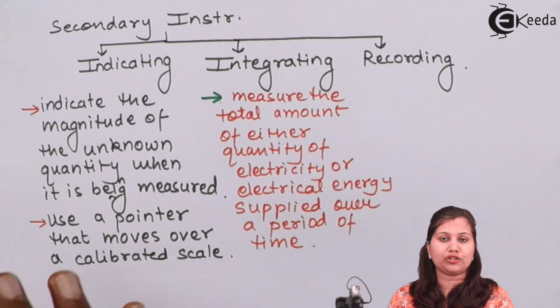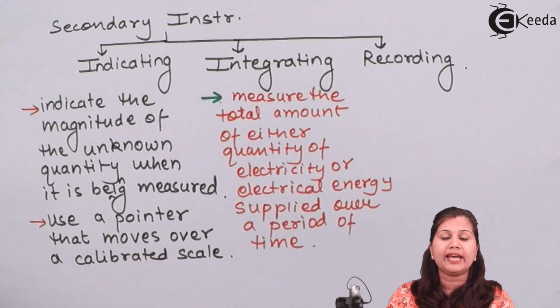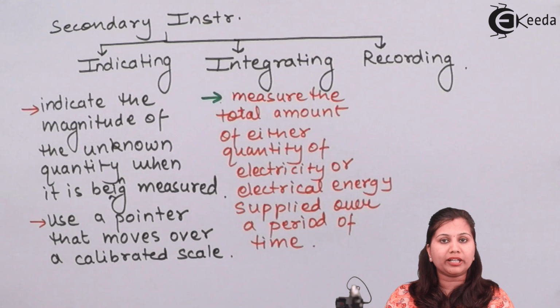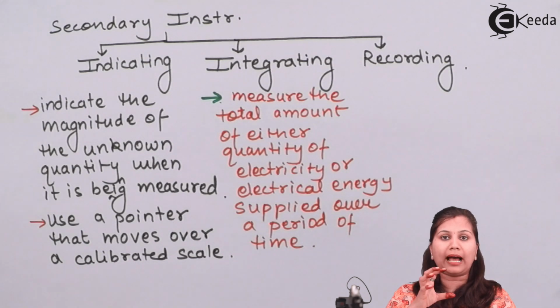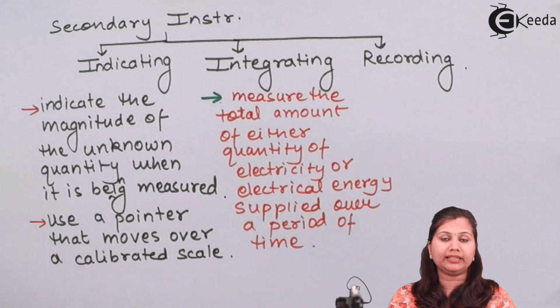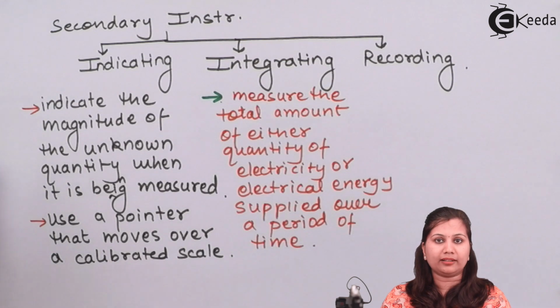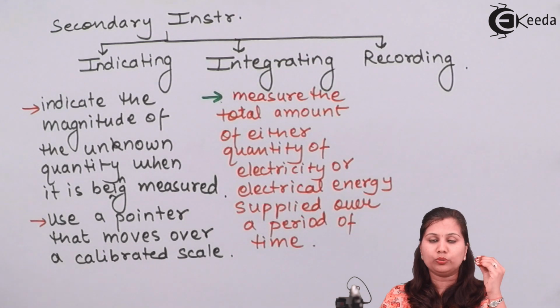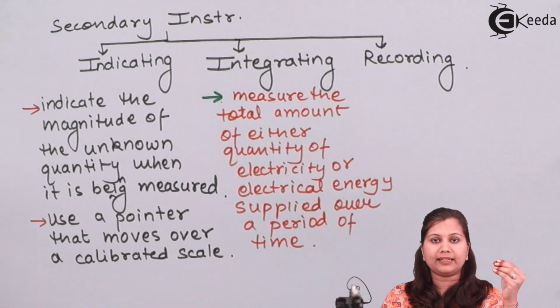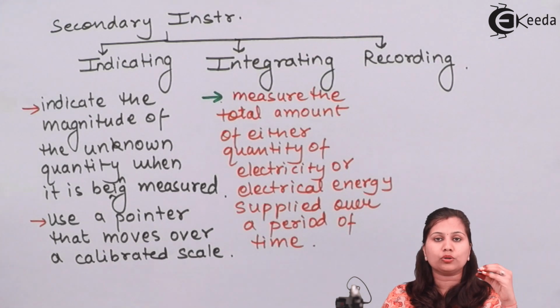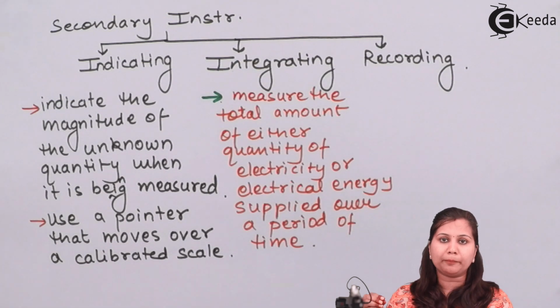The third classification, or the third type, is the recording instruments, in which we record the value of the unknown quantity on a paper. This recording is done because we want to analyze the value of the unknown quantity, for example if any variation is coming out in the value. Recording is done using a pen, and this pen is connected with the measuring value. So this pen will move over a paper, and continuously we are recording the values of the unknown quantity.